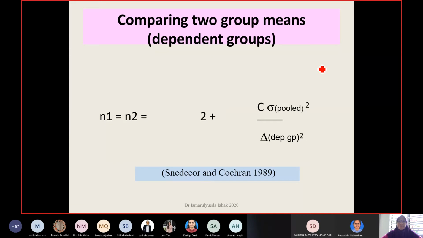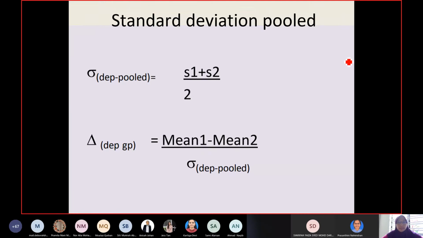So this is for dependent groups, for before and after. You are doing your research with before and after interventions, so these are two dependent groups. The formula is quite simple: the standard deviation is standard deviation 1 plus standard deviation 2 divided by 2. The delta is mean 1 minus mean 2 divided by the standard deviation. So in this formula, you don't need the N value, just standard deviation and mean.